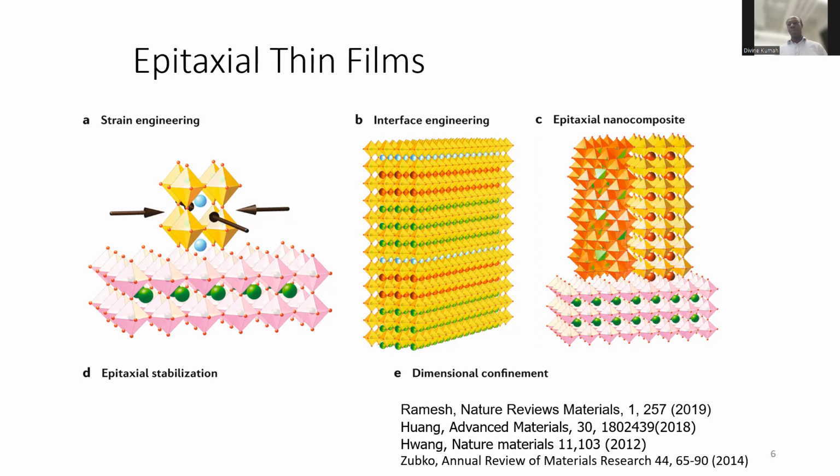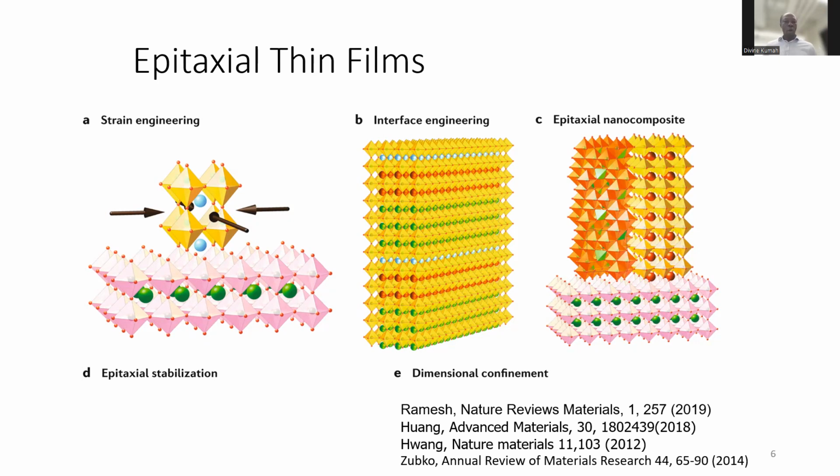And strain engineering has been used to change the properties of materials significantly, because by moving the atoms in a particular crystal structure closer to each other or further apart, you can also drive very, very interesting changes in the electronic and magnetic and optical properties of these materials.